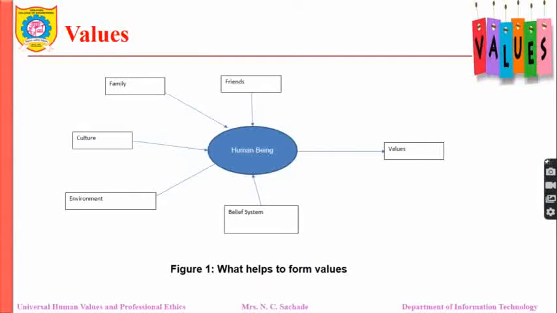Now, this is the second definition from the dictionary meaning. When I talk about a human being, when the values are formed, what are the inputs? Something we get from our family and friends, from our culture we learn something, from the surrounding environment and our own belief system we learn, and based on that our values are formed.